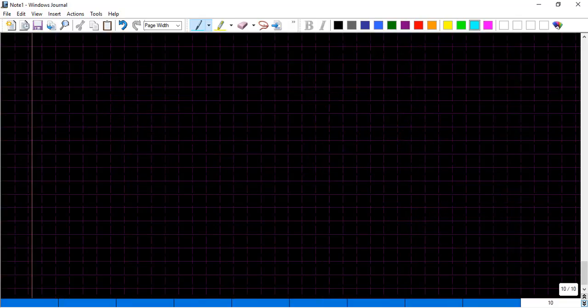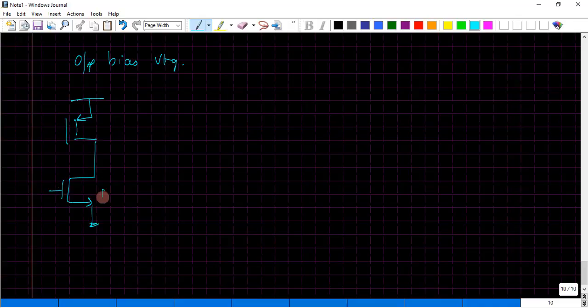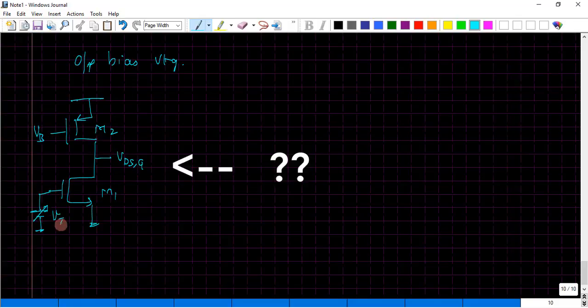Now regarding the demerit, let me put a question over here. What is the output bias voltage for this circuit, that is, the common source amplifier with a current source load? I will redraw the structure quickly, and in the meanwhile you can think about what my VDSQ or VOutQ might be at this particular point. Any idea that you have generated?